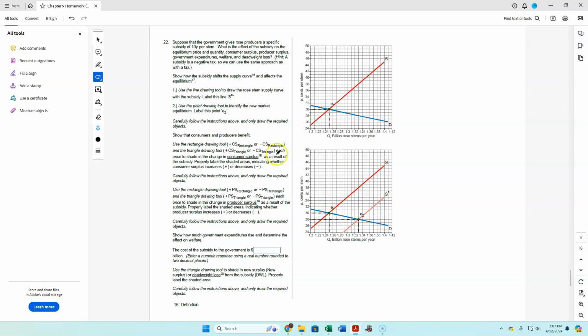In terms of the cost of the subsidy, it's going to be the amount of the rose stems. So from here, 1.25 to 1.33. So that'd be 0.08 billion rose stems times 2. And that's going to give us our amount of the subsidy. So it'd be 0.08 billion times 2 will give you that amount. And again, your numbers are probably going to be different than what I just had here.